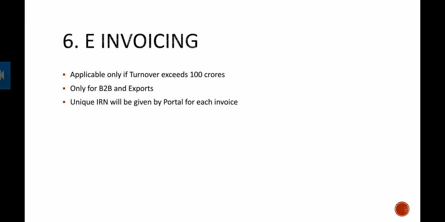There is a concept called e-invoicing which is applicable to large taxpayers, that too, those whose turnover is more than 100 crores. And this e-invoicing concept is applicable only to B2B supplies and exports. Under this e-invoicing concept, a unique IRN number is generated or allotted by the GST portal for each invoice.